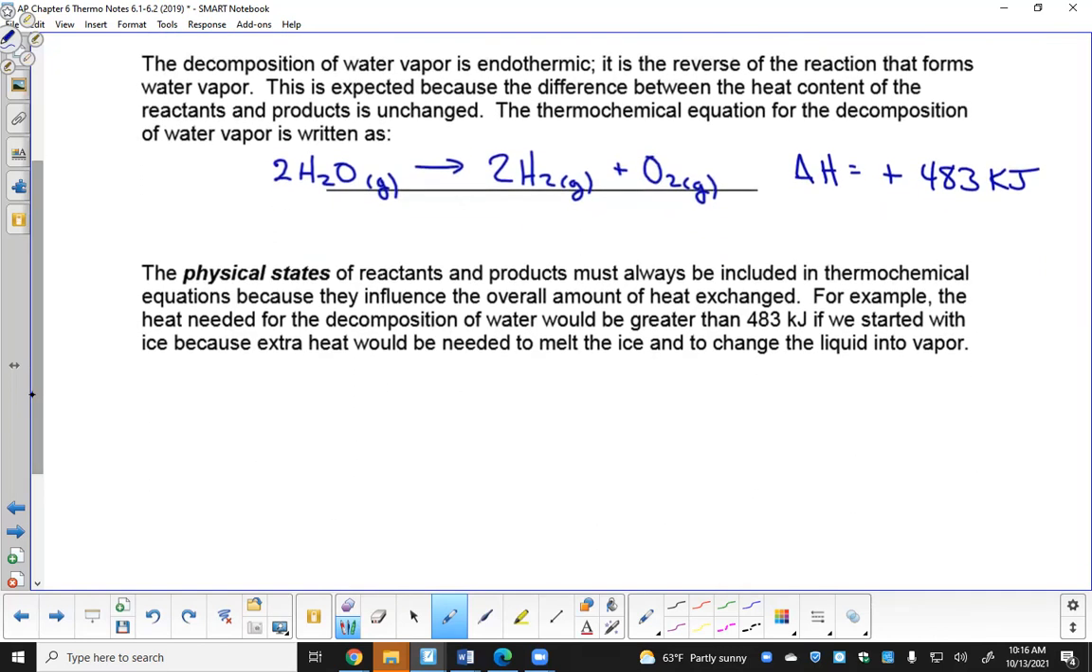The physical states of the reactants and products must always be included in thermochemical equations because they influence the overall amount of heat exchange. For example, the heat needed to decompose water would be much greater than 483 if we started with ice in the solid state here instead of starting with it already in the gaseous state. Because if it was in the solid state, we'd first have to heat the water up to a liquid, then we'd have to put more heat into it to vaporize it into a gas, and then we could begin the decomposition reaction into hydrogen gas and oxygen gas. So it would be a much more endothermic process if we started in a different state for water. So it's important that we state the states so that the correct balanced equation matches the correct enthalpy value for that reaction.